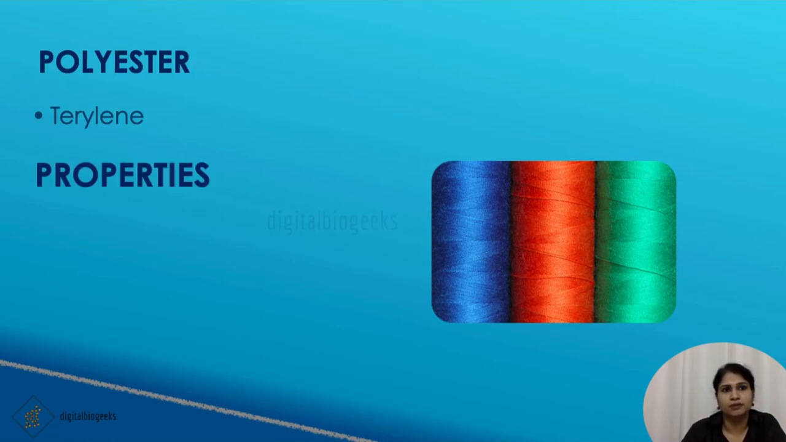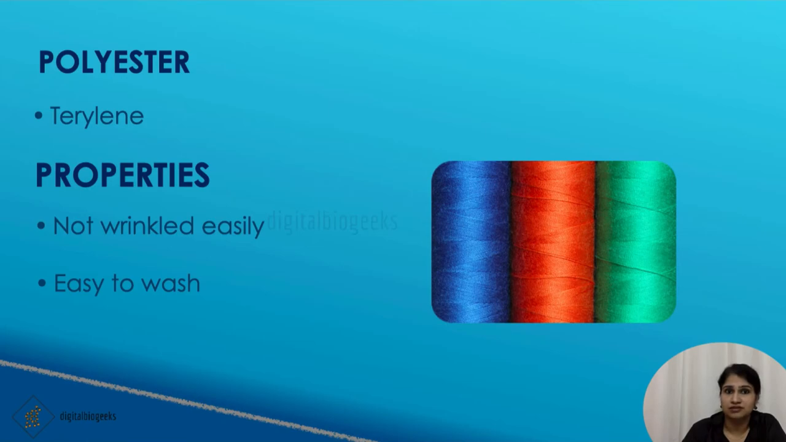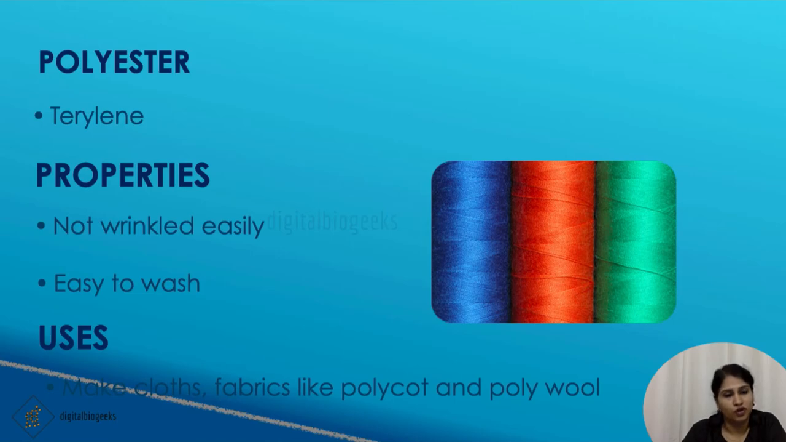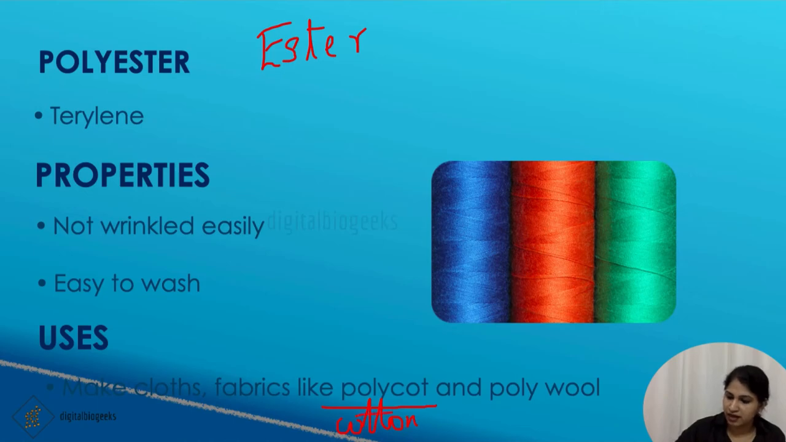Let's look at what the properties of polyester are. It does not wrinkle easily. Easy to wash. What are the uses of polyester? We all know that we use polyester for making clothes and fabrics like polycot and polywool. Polyester when mixed with cotton we can make polycot, and when mixed with wool we can make polywool.